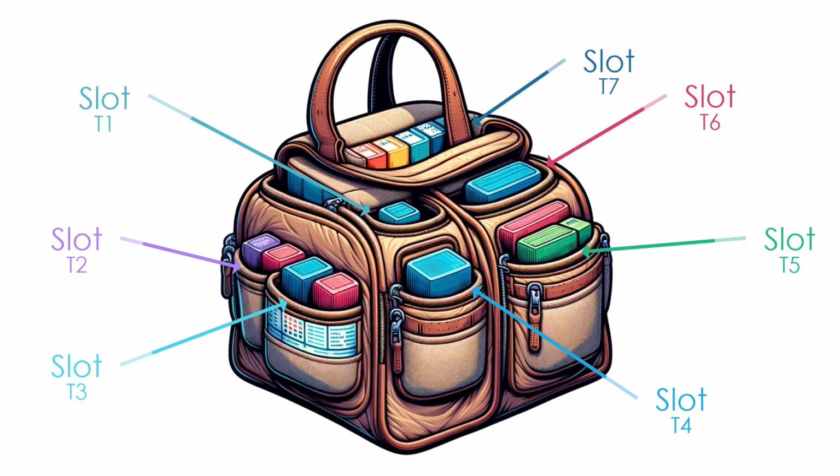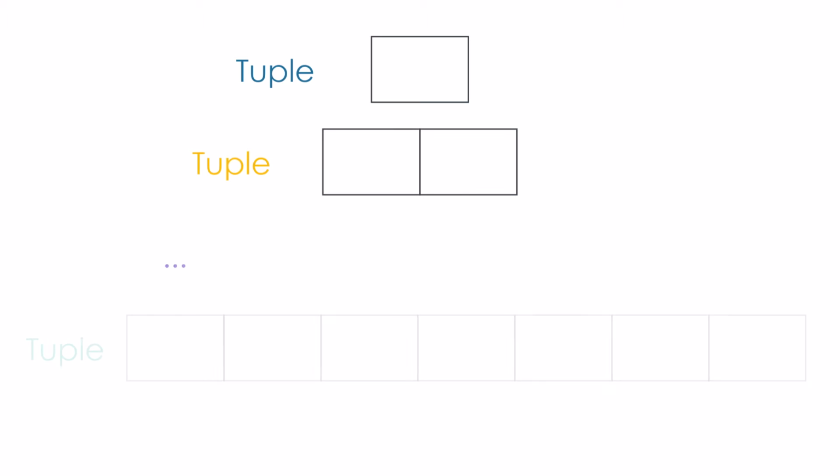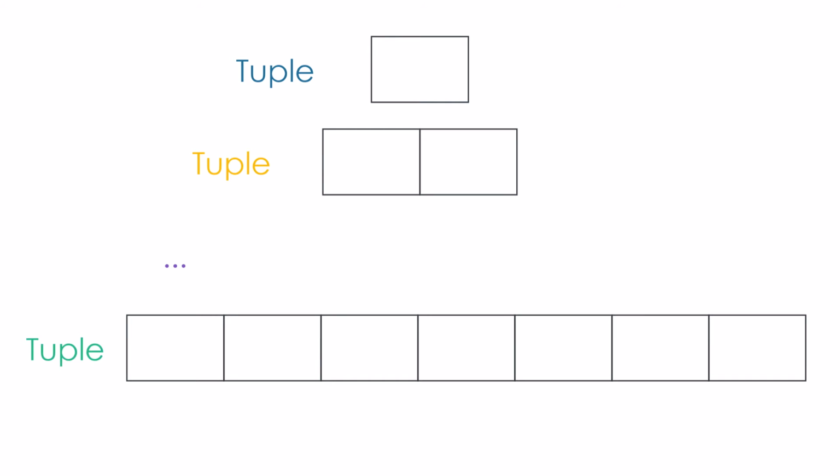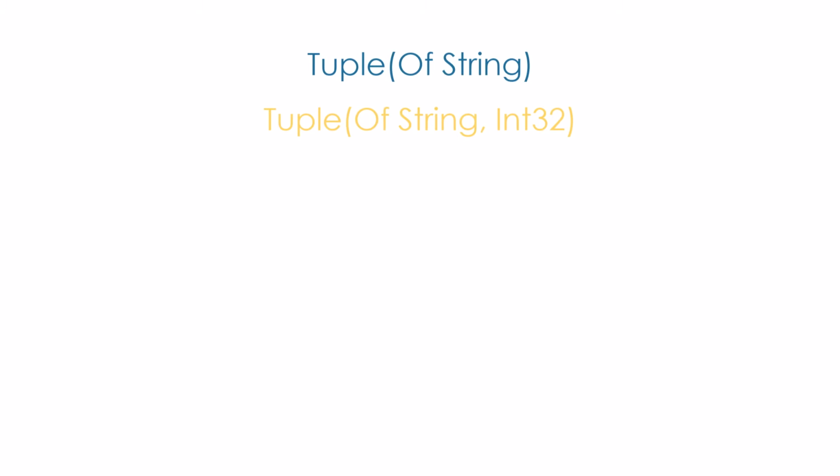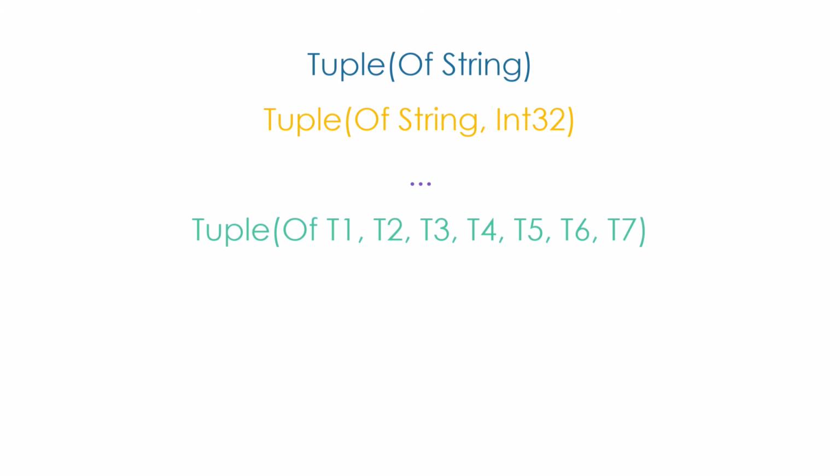In VB.NET, tuples come in different sizes. You can have a tuple with just one slot, like a single pocket bag, or you can have a tuple with 2, 3, up to 7 different slots for storing your items. These are called tuple classes, and they look something like this in code. Tuple of string, integer, and so on up to 7 items.